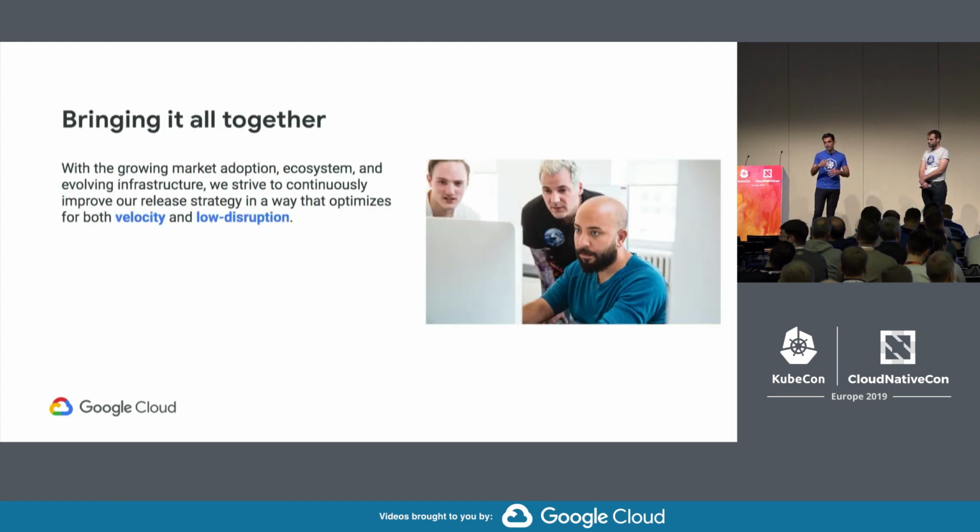So with these changes that we just described, we spoke about growing market adoption, growing ecosystem, evolving cloud infrastructure. We want to make sure that we keep this balance between velocity and low disruption. We will still have to face the quarterly releases of Kubernetes, but we also want to make sure that we meet customer needs. We are evolving basically from a cluster creation cloud service to a platform that supports both the extension of the platform through add-ons and partners, and also supports different types of customers and users.